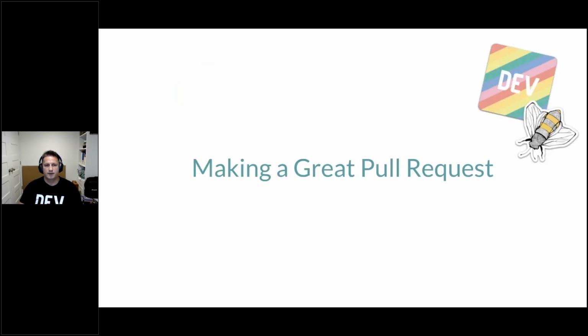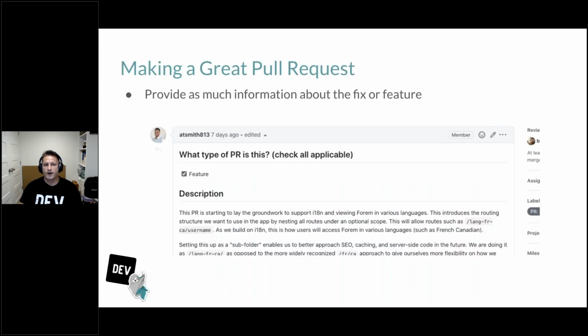All right, let's talk making a great pull request. Again, provide as much information about the fix or feature. A great description about a pull request can go a long way. It helps provide context to a reviewer, as they may not even be working in this part of the code base and might not know the why of this pull request.